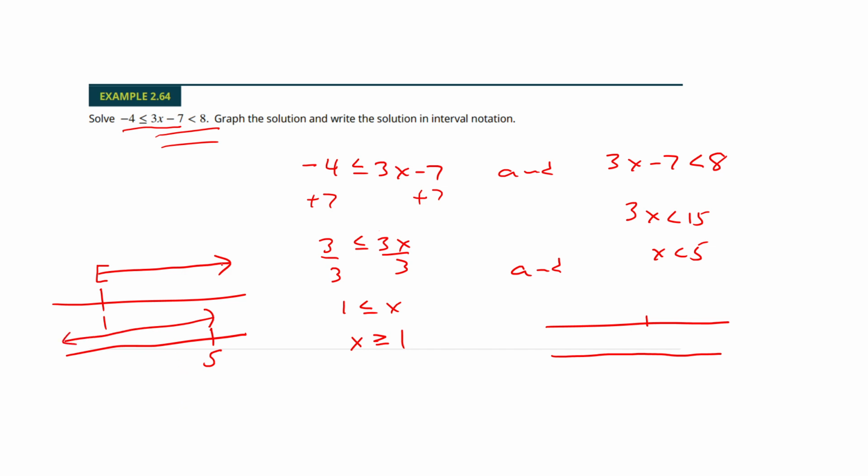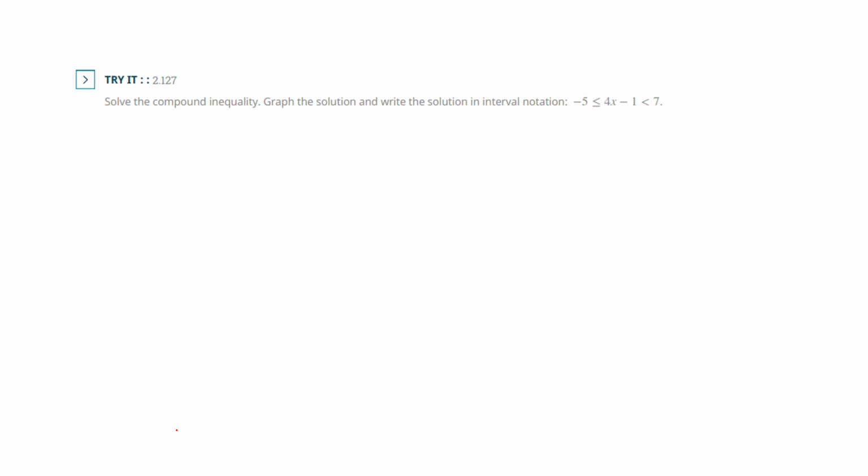Now we said this was an and, so we need that overlap region, and they go over top of each other from 1 to 5. Keep an eye on the ends, and that would be my solution in interval notation. If you prefer to work them as one going both directions at the same time, you can, but I'm going to stick to this.